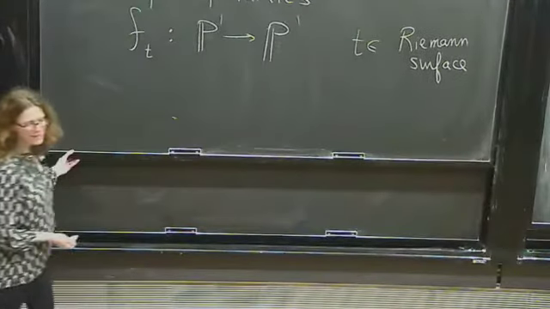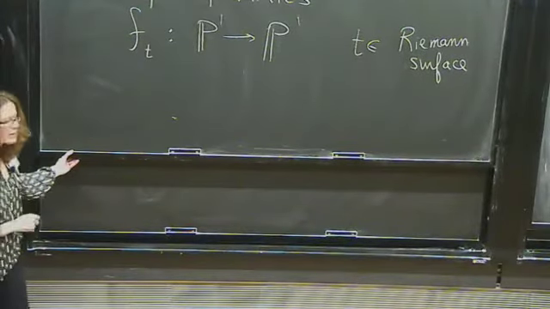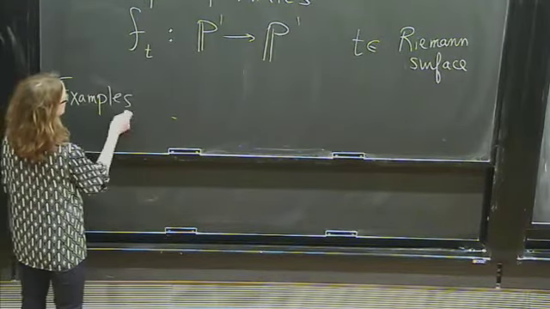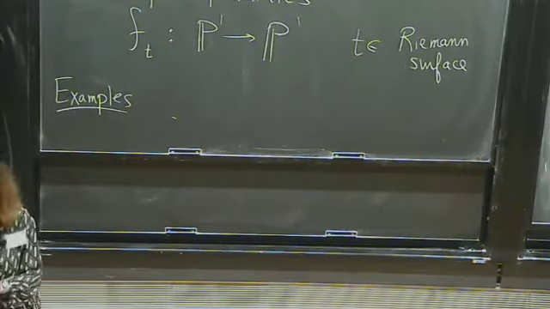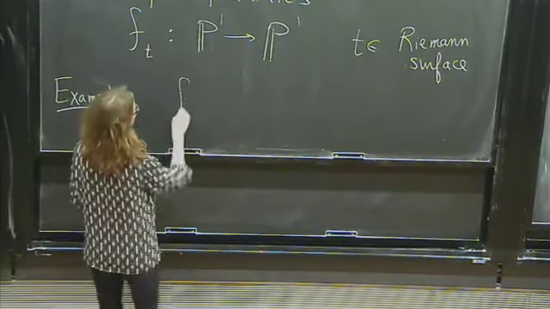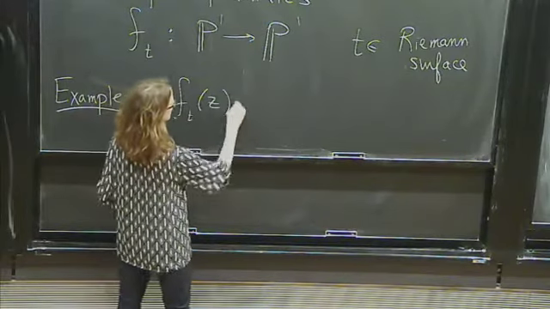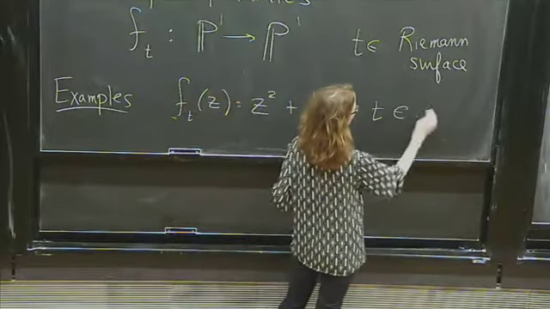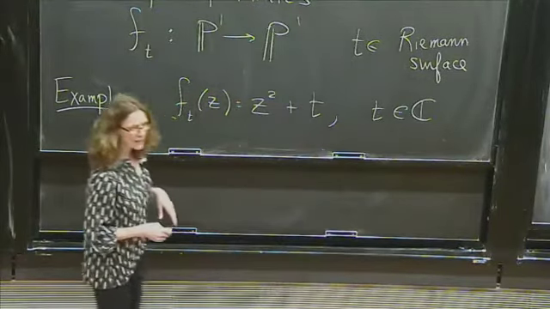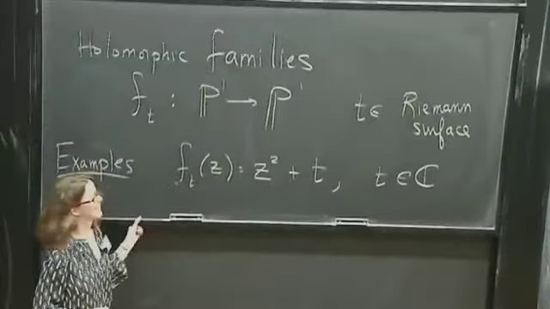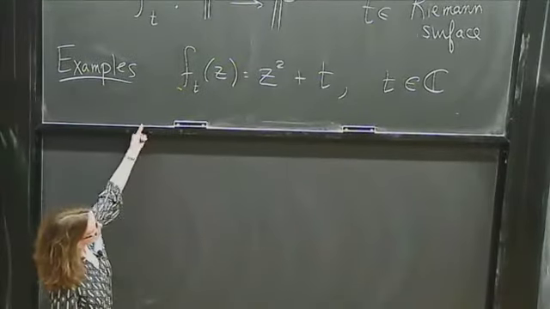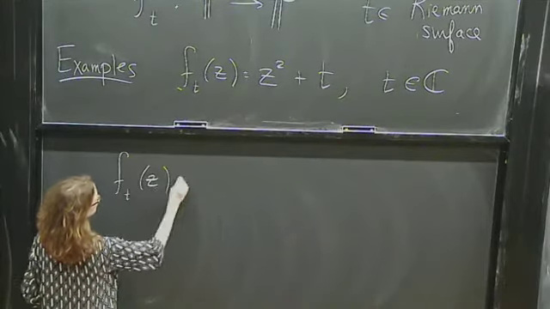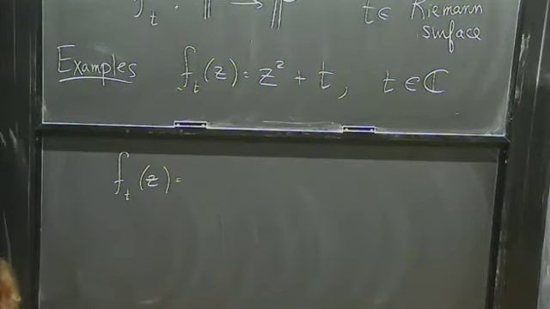There are two main examples that I'd like you to have in mind throughout this talk. I'm going to just write them down. The basic example would be the quadratic polynomials. I'm using t instead of c here, but again, t now lives in the complex plane. And the other example, that I'll write down, will be a family of degree 4 lattice maps.